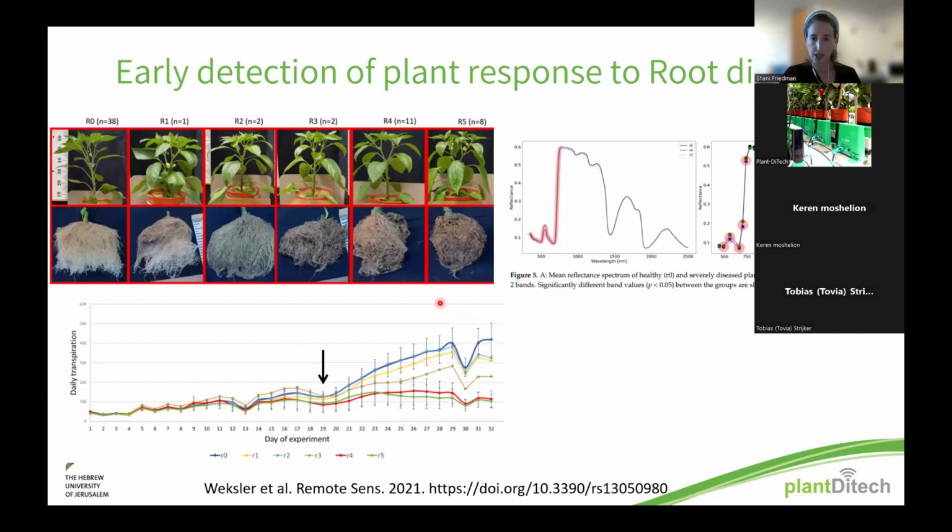Wexler also used the system with peppers that had some kind of root rot. By the end of the experiment, the shoots looked quite similar. However, the roots showed varying degrees of rot. By following daily transpiration, you can nicely differentiate between the groups at day 19.